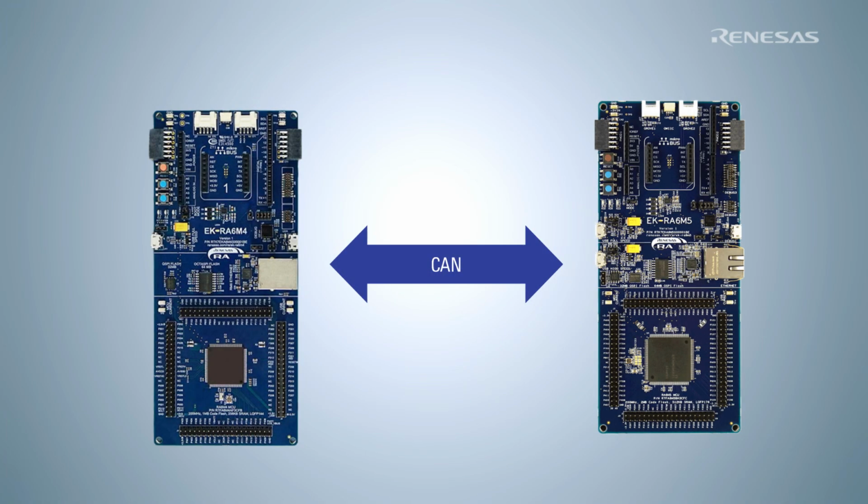Hello, in this video we'll establish a connection between two devices using the Controller Area Network, or CAN for short. In part 1, we'll set up an RA6M4 to transmit data. Then in part 2, we will configure an RA6M5 to receive the data and echo it back.